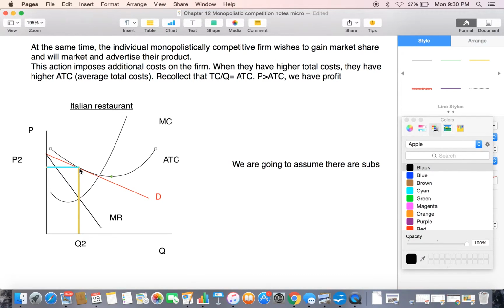So while the monopolistically competitive firm can earn economic profits just as the perfectly competitive firm in the short run, just like the perfectly competitive firm, it cannot earn economic profits in the long run and will price at its average total costs.